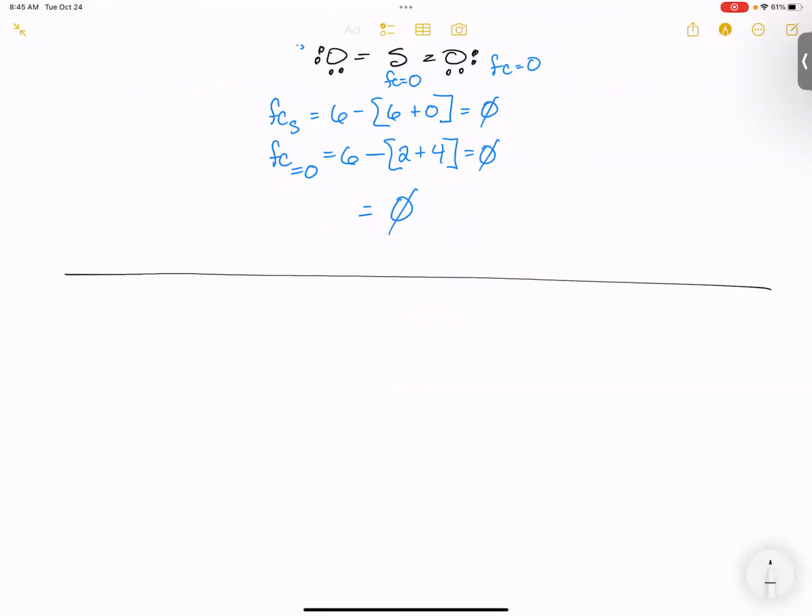So let's look at sulfate. Sulfate combines everything you've already learned and adds one more piece. And I'll explain that piece when I get to the end.